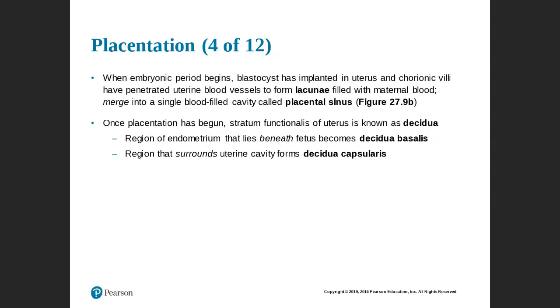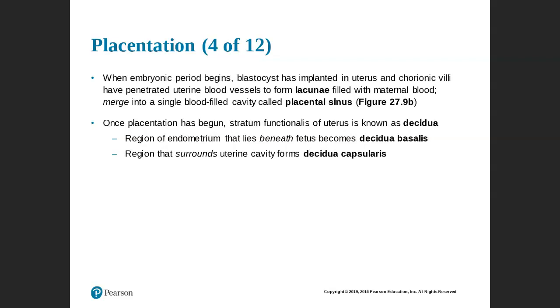So when the embryonic period begins, the blastocyst is now implanted in the uterus, and the chorionic villi have penetrated the uterine blood vessels to form the lacunae, the cavities filled with maternal blood. And they merge into a single blood-filled cavity called the placental sinus. But once placentation has begun, now the stratum functionalis of the uterus is called the decidua.